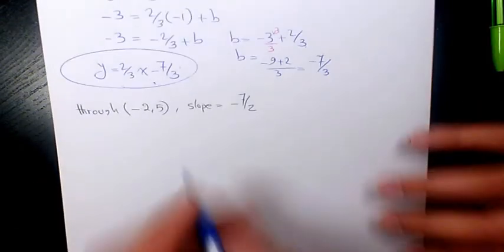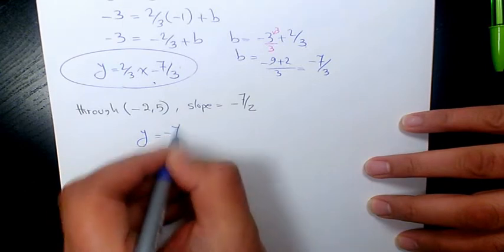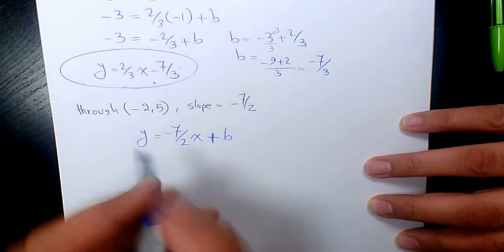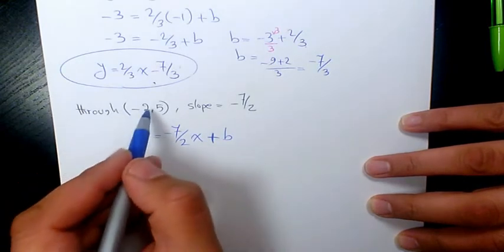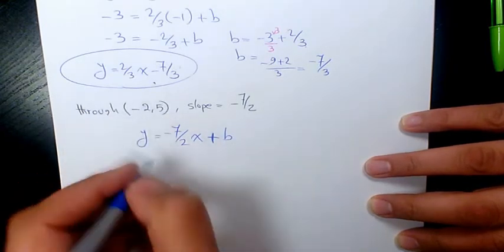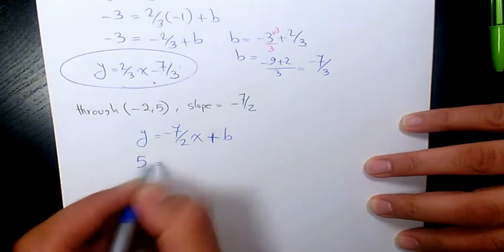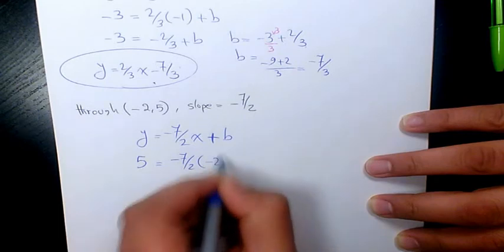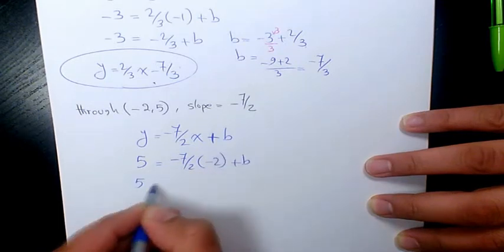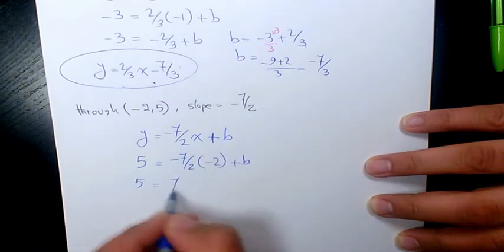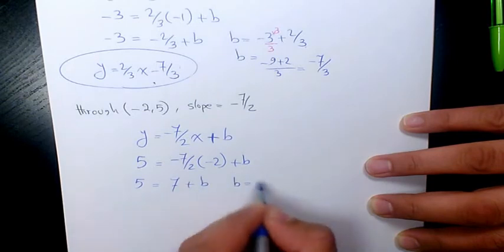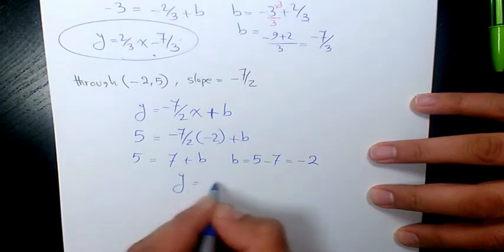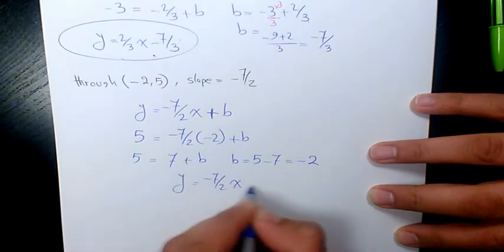Next one, we have y equals negative 7/2x plus b. In order to find b, we need to find out this point: 5 for y and negative 2 for x. Five minus 7 is going to be negative 2. So y equals negative 7/2x minus 2.